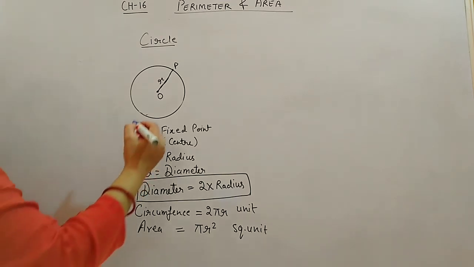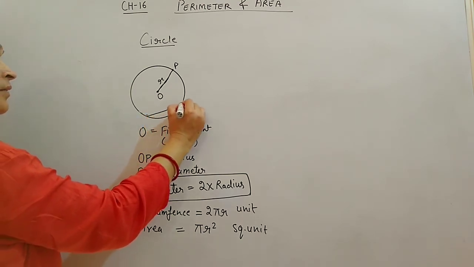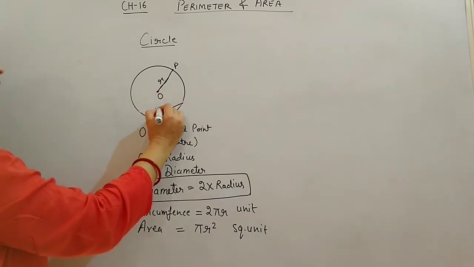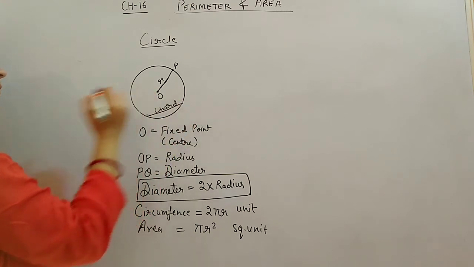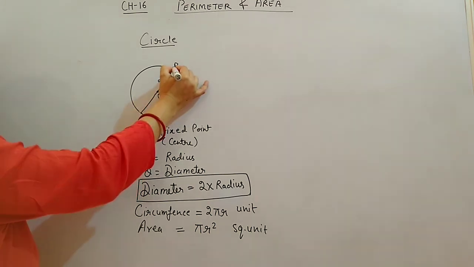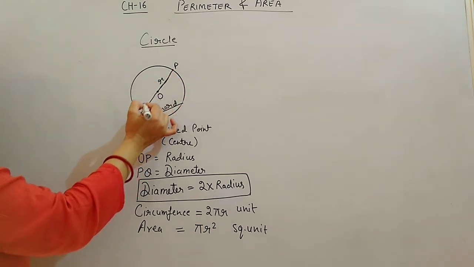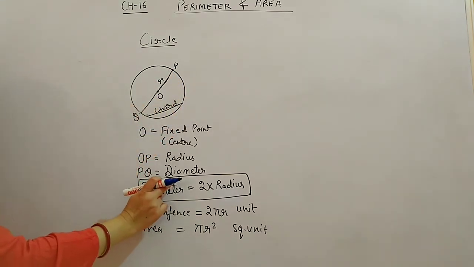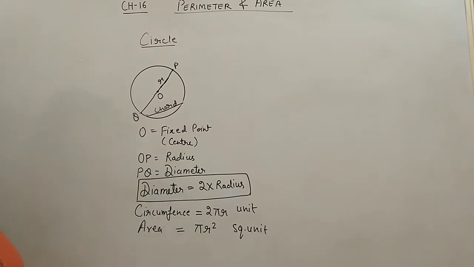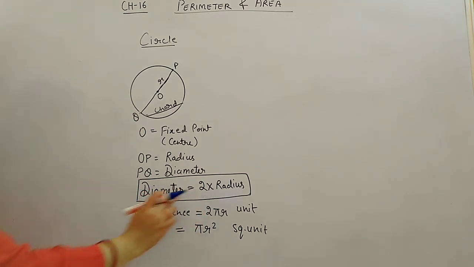Next is chord. If you take any 2 points on this circle and join the 2 points, we will call it a chord. And any chord which passes through the center, see P to Q, these 2 points on the circle, but it is passing through the center, we will call diameter. So diameter is the longest chord and it passes through the center. Diameter is equal to double of radius. Here to here it is radius, here to here it is radius. So diameter is double the radius.